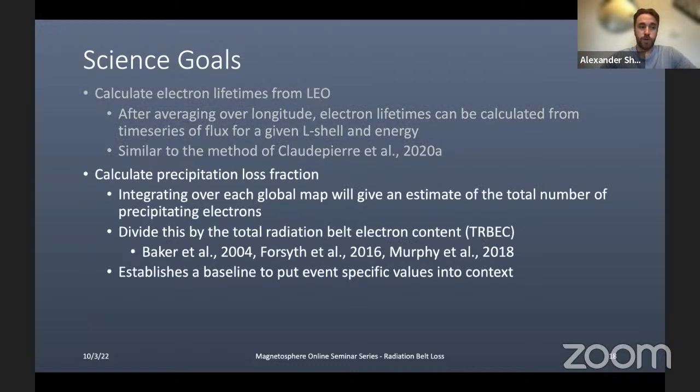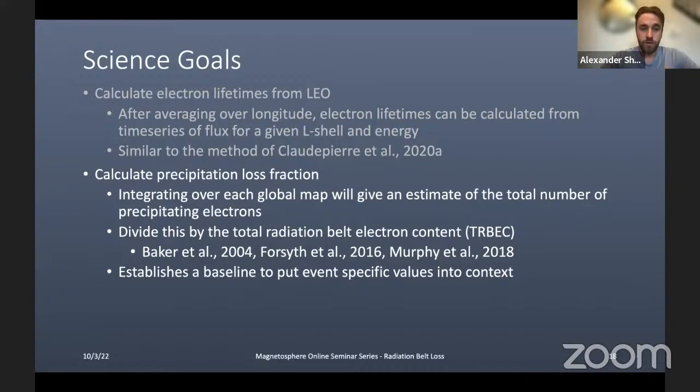We are looking to calculate a global estimate of the precipitation loss fraction. So integrating over each global map will give an estimate of the total number of precipitating electrons. And we can divide this by the total radiation belt electron content, or the Trebek parameter, which is an estimate of the total number of electrons in the radiation belts.